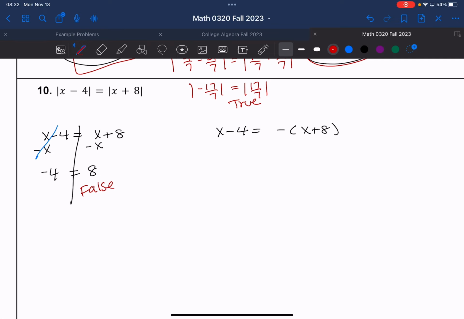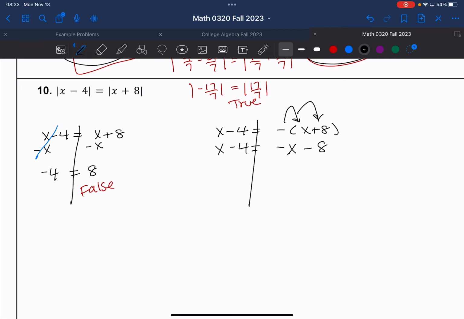Because this is a false statement, that means we're only going to have one possible answer instead of two. So now we ignore that first part. That gave us a false solution. So we're going to go and simplify the other equation. So before I get all my x's to one side and my numbers to the other, I'm going to have to distribute that negative. So I get x minus 4 is equal to negative x minus 8.